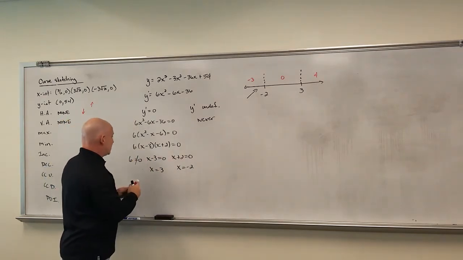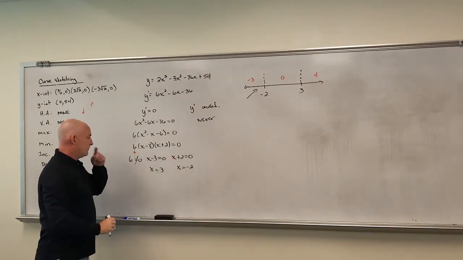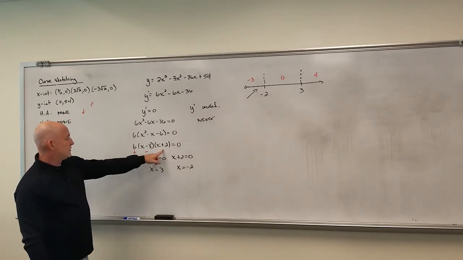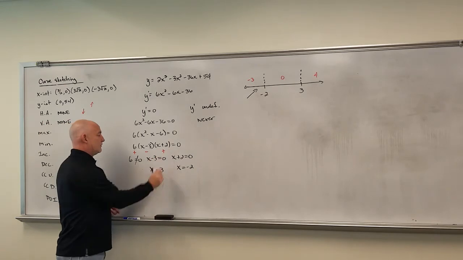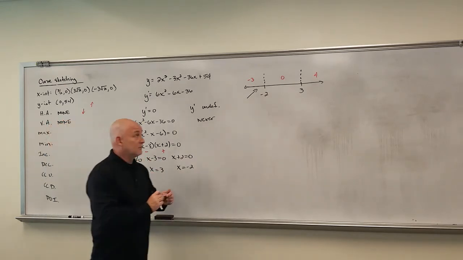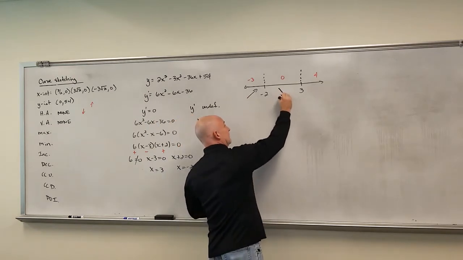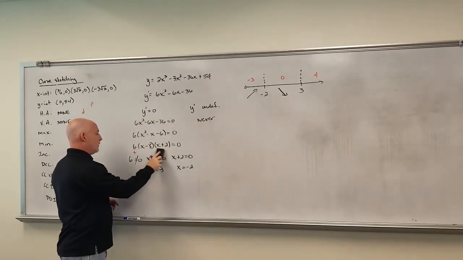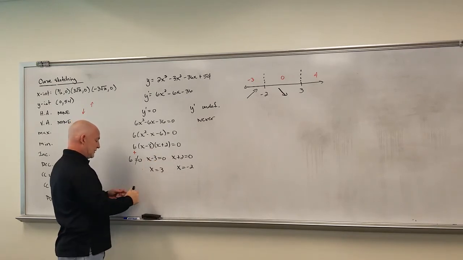So let's do it for the zero. 6 is positive. If I plug 0 into there, that's going to be negative. If I plug 0 into there, that's going to be positive. Positive times positive times negative is negative. So here it is decreasing. All right, let's plug 4 in there. Well, the 6 is always positive.